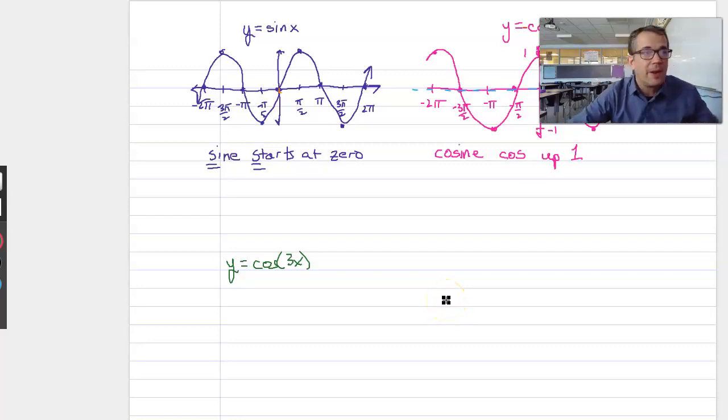Here's our function with a multiplier on the x, and as we said before, it's going to take the normal cosine function and just scrunch up that period a little bit.